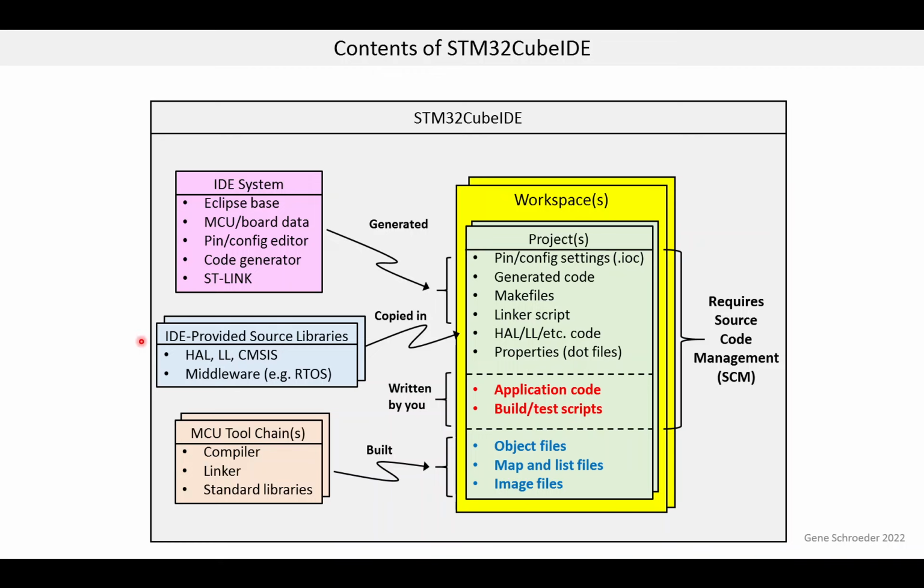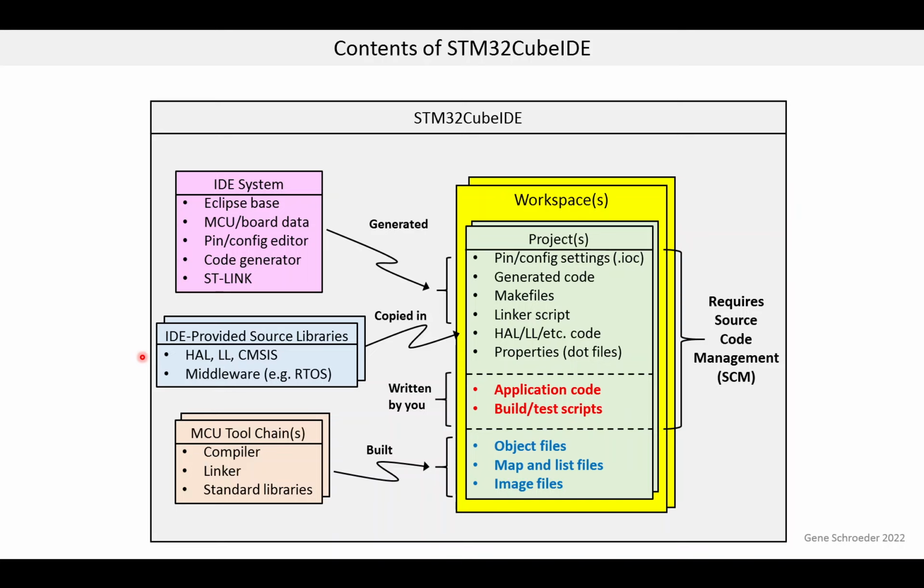Next, we have IDE provided source libraries. First, there are libraries for interfacing to the hardware, like a UART or an I2C, and these are often called driver libraries. STM32 has two styles, one called HAL, one called LL or low level, and you often get to choose between them. There's another driver library called CMSIS, which is more generic, not just ST, and it's supported by other suppliers.